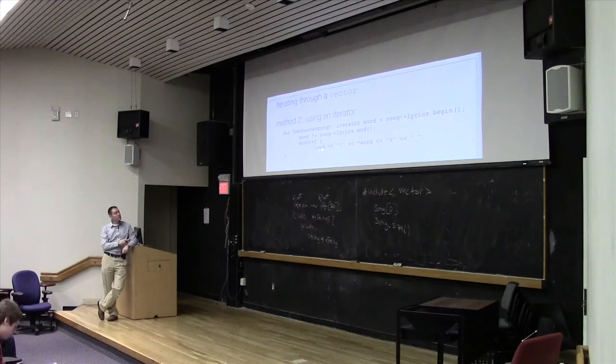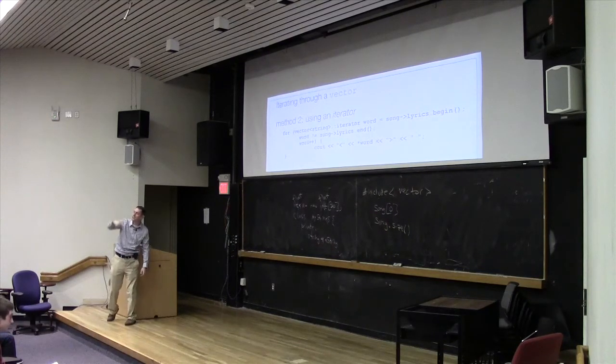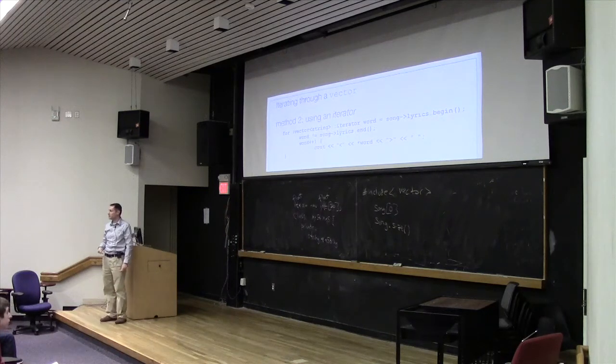Here's what you're actually doing. You're printing out, in this case, an extra character, and then you are saying, give me what word is pointing to. Word is an iterator that points to some place in the vector. And it says, dereference that and print it out. And then I'm going to print this other character.